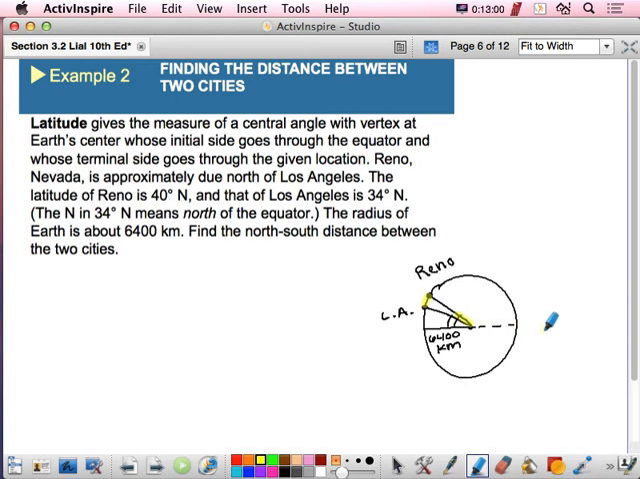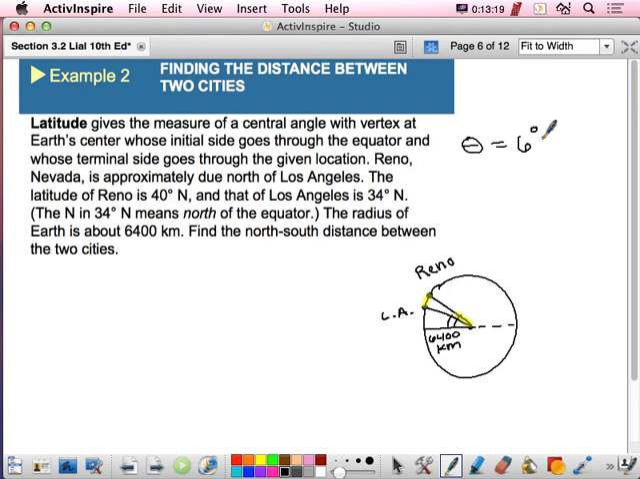So we're not going to use the 40. We're not going to use the 36. I'm sorry, the 34. We're going to subtract them and find the angle between them. Which is 6. Between them is 6 degrees. So that's our theta. That's how we get started. The angle between them is 6 degrees.